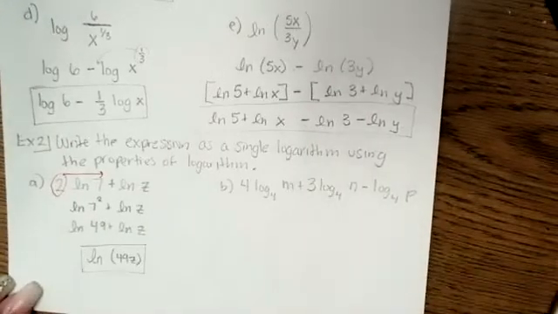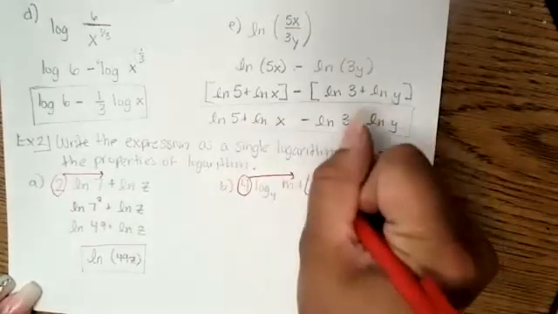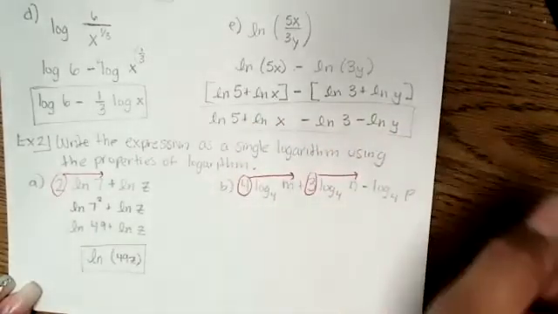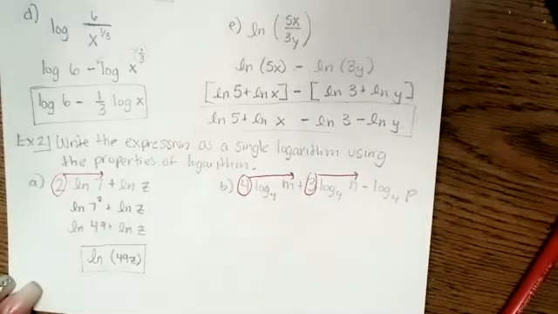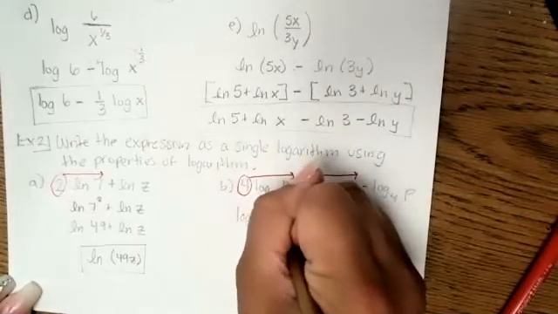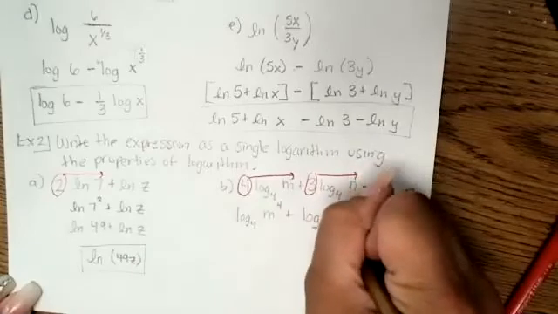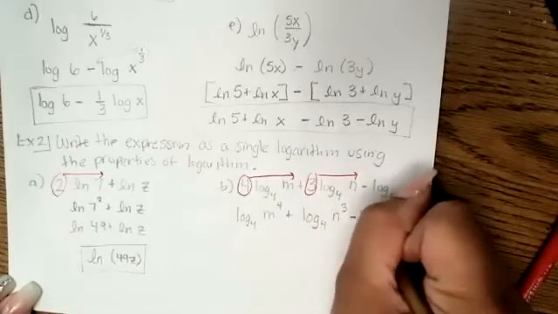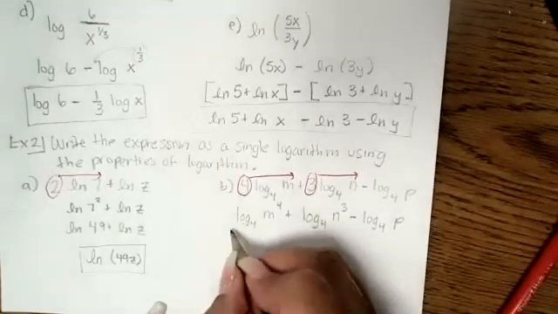On B, I'm going to do all my exponents first. So this 4 is an exponent. This 3 is an exponent. And then this one doesn't have an exponent. Make sure you have the same logarithm base. So this is log 4 m to the 4th power plus log 4 n to the 3rd power minus log 4 p. I'm going to first combine these two.